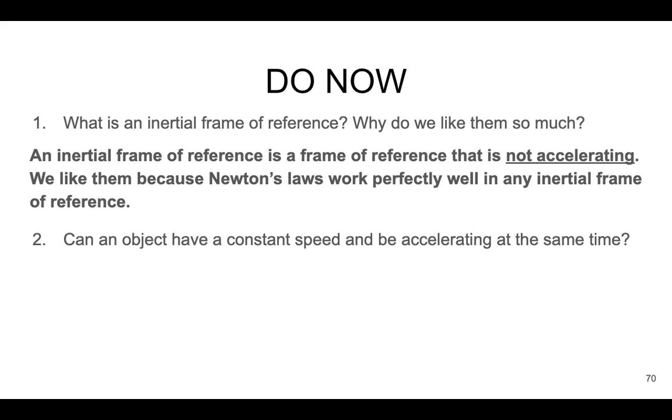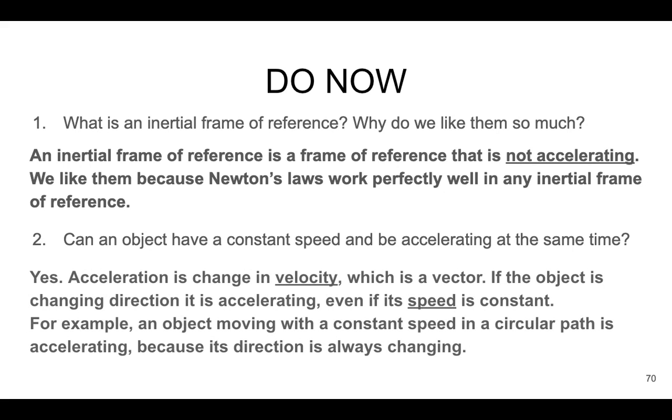The other question is, can an object have a constant speed and be accelerating at the same time? And the answer, of course, is yes, because speed and velocity are not the same thing. Acceleration is a change in velocity, and velocity is a vector. So velocity has magnitude, which is what speed is. Speed is the magnitude of velocity, and direction. So even if your object has a constant speed, if it's changing directions, then it is changing velocity.